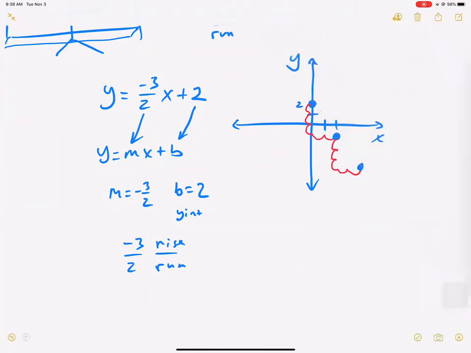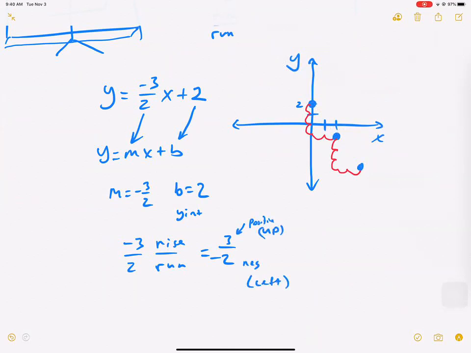Now we got one more thing. Who says the negative has to be on top? The negative could be on bottom. And that's something they learn about fractions. If you have a negative sign, you can write that negative on top or bottom. Both are totally valid. So let's change it up. My rise is now a positive 3. That means it's going to be up. And my run is negative. That means it's going to go left.